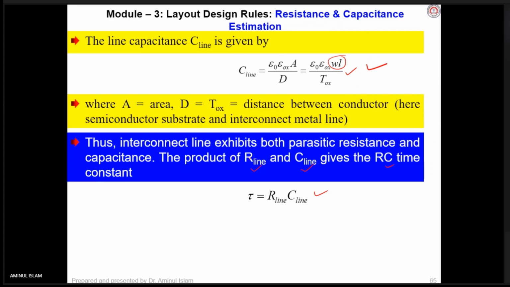The interconnect line exhibits both parasitic resistance and capacitance. Both are there. One line is going and another line will be going side by side or on top of the other. So they will form a capacitance because in between there will be silicon dioxide to isolate them. So the line capacitance will be there, resistance will be there, and the multiplication of these two, R and C, is given as tau equals R line times C line, which is nothing but the RC time constant.